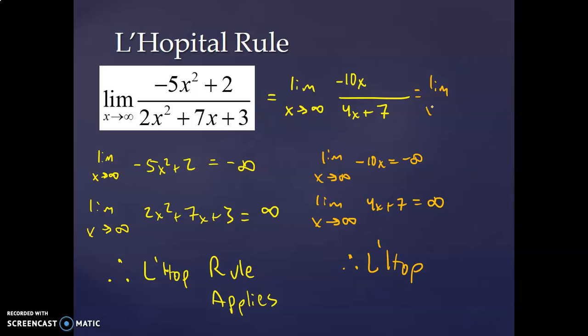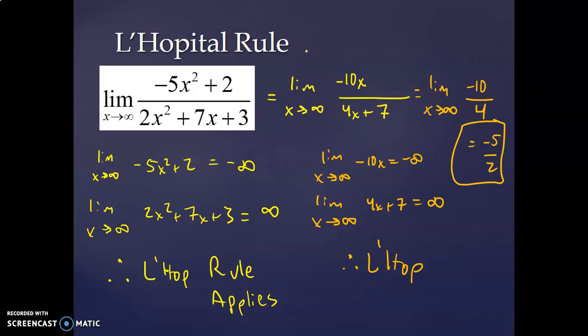So this is the same as the limit as x approaches infinity of derivative on the top is negative 10, derivative on the bottom is 4. And this doesn't have an x to plug in, so this is equal to negative 10 over 4, which would reduce to negative 5 halves.